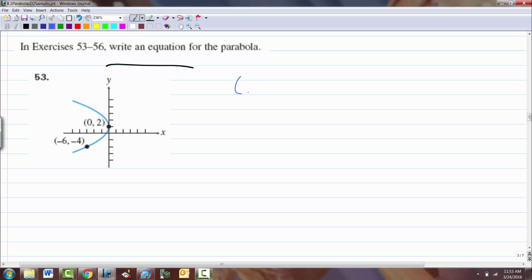By the way, what is this, a y squared or an x squared? Y minus k squared equals 4p times x minus h. So what do I know? What's k? What's h? 0. Uh-oh, now what? What else do you know? Another point on the parabola. Okay. So, where do I put negative 6 at?